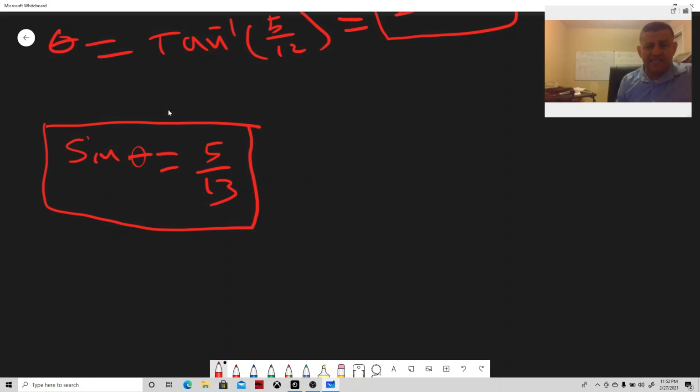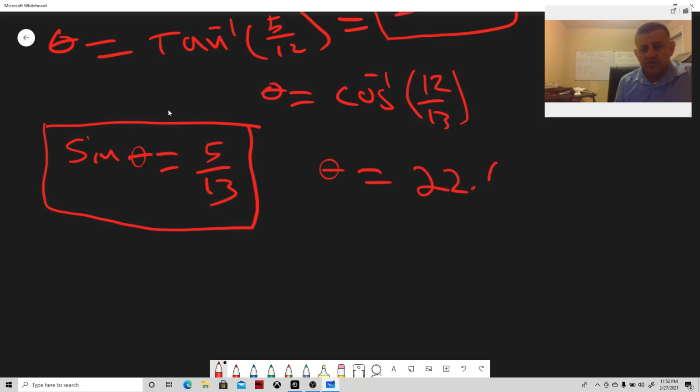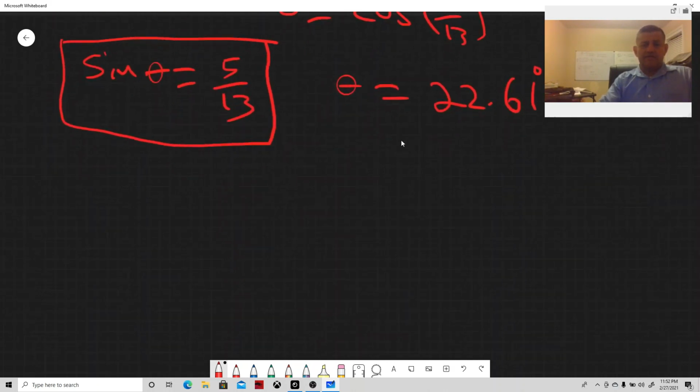In this case, to find theta using cosine, it's going to be cosine inverse. Theta is equal to cosine inverse of 12 over 13, because it's adjacent over the hypotenuse, which in this case is exactly the same thing. It's going to be equal to 22.61 degrees. So that is using cosine.